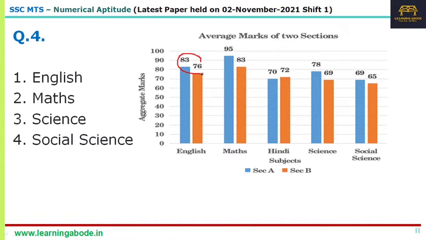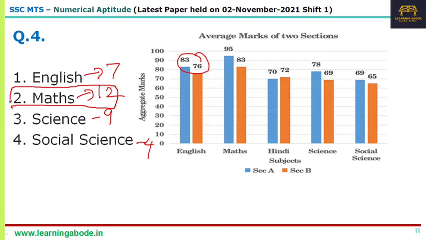So here, what is the difference? 83 and 76, the difference is 7. Maths, 95 and 83, that's 12. Science is 78 and 69, the difference is 9, and the Social Science difference is only 4. So the Maths difference is highest. So answer option 2, Maths, is the answer for the fourth question. It's a direct and easy question. Even without writing, just by looking at the numbers on the graph, you can give the answer.